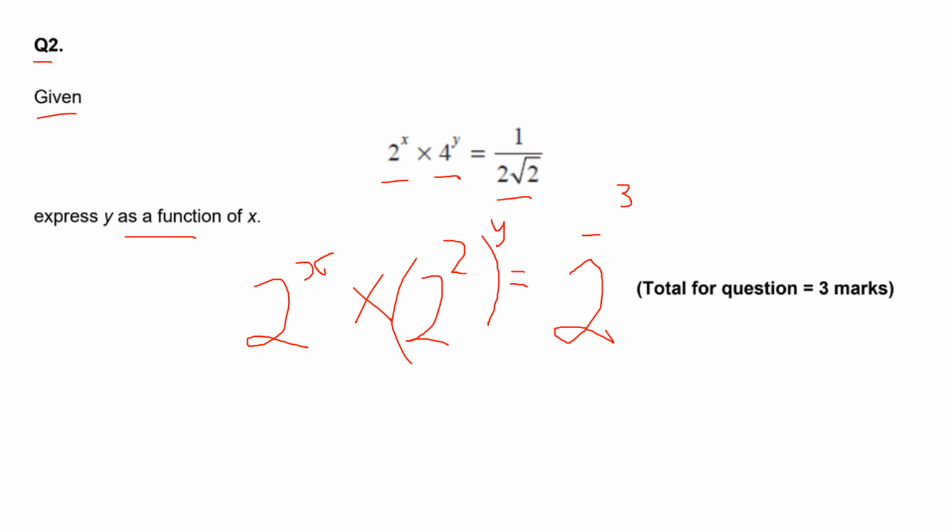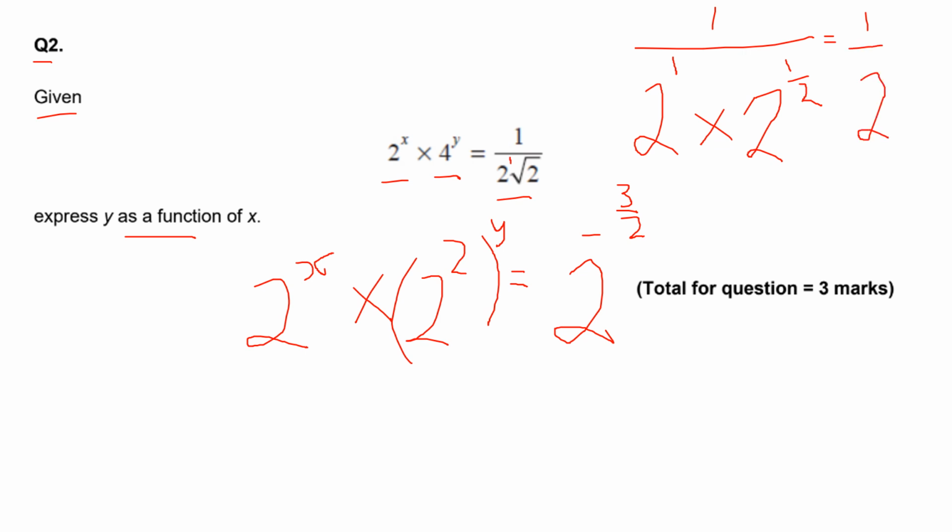3 halves, and that's because 2 is 2 to the power of 1, root 2 is 2 to the power of a half, so you have 2 to the power of 1 times by 2 to the power of a half. Remember it is 1 over this, so you now have 1 over 2 to the power of 3 halves. 1 over means it's going to be a negative index, so we have 2 to the power of minus 3 halves.